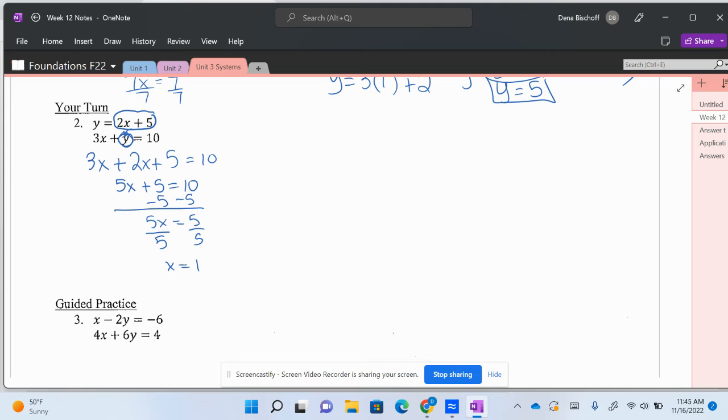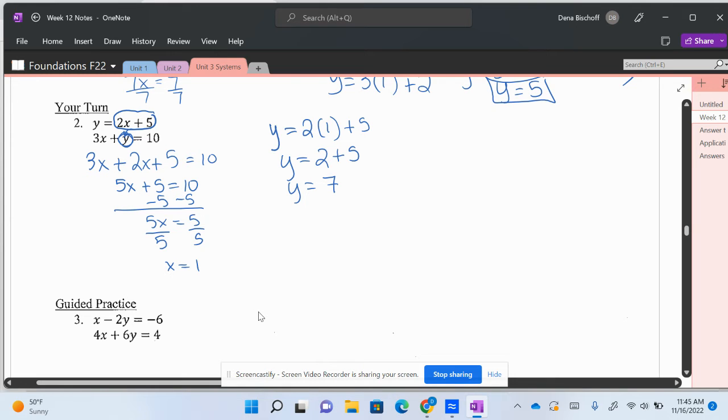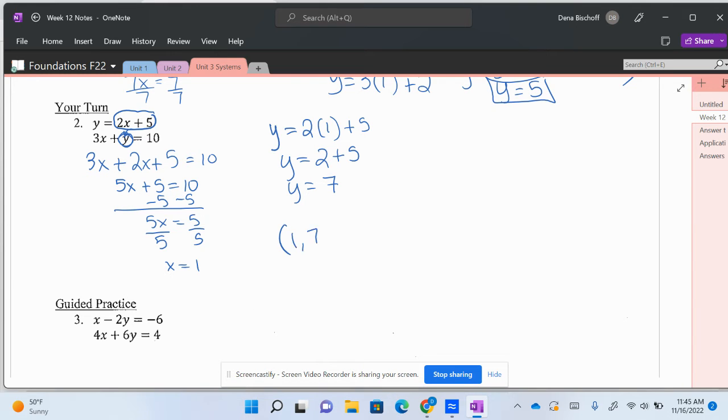What do I do with that x equals 1? Plug it back into the first equation. Yeah. Y equals 2 times 1, because x is 1, plus 5. Y equals, let's see, 2 times 1 is 2, plus 5. That says y equals 7. What do I do next? Plug it in and make sure that I write it as an ordered pair.